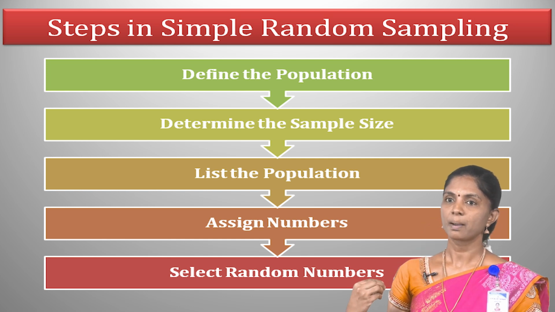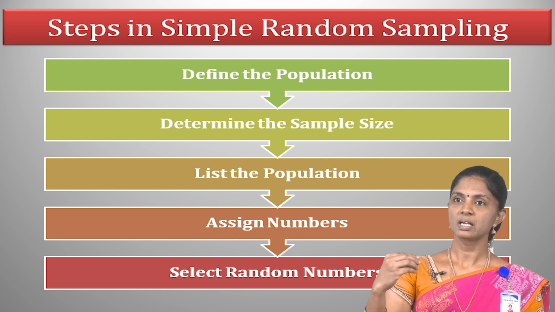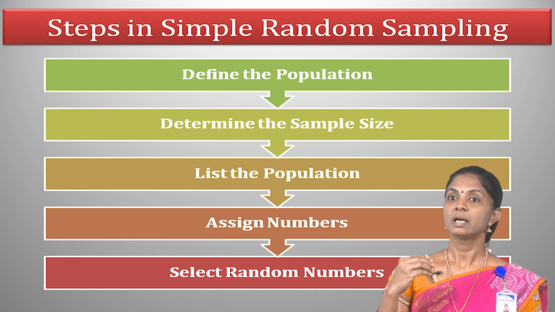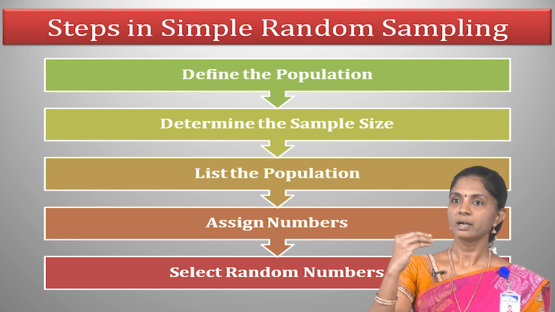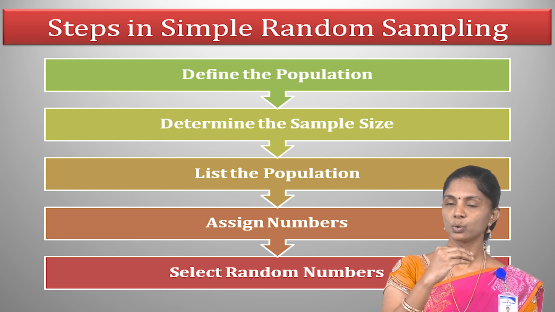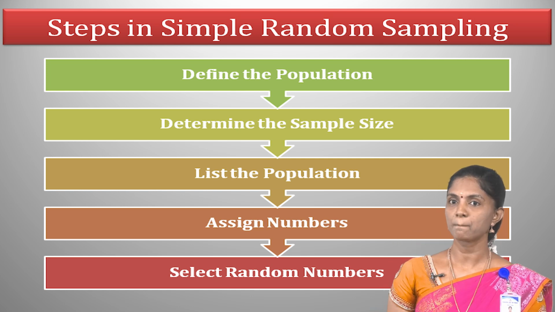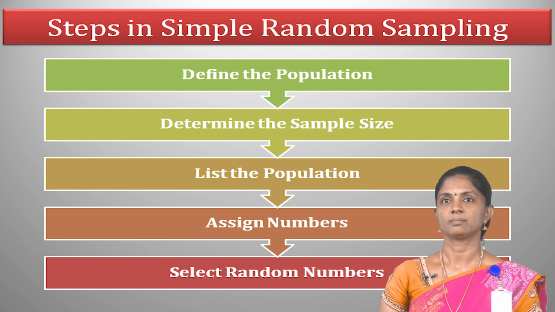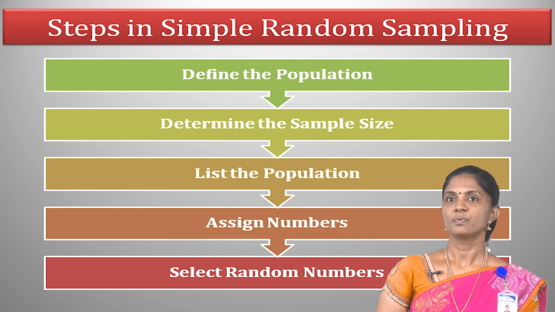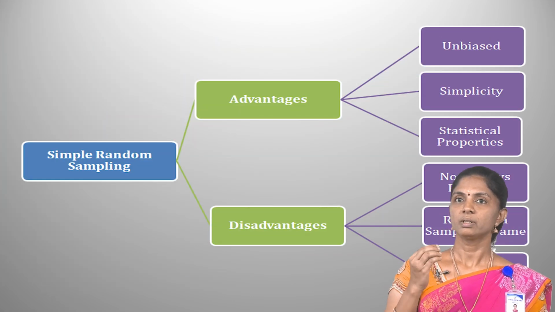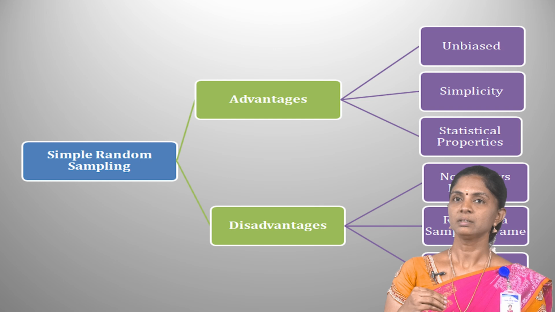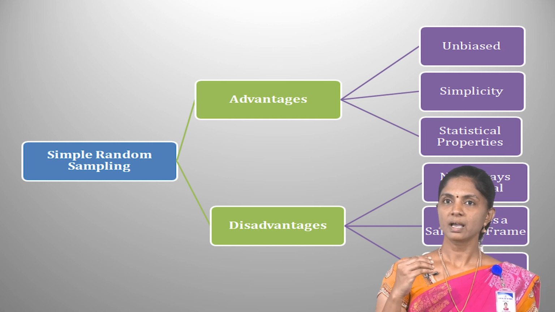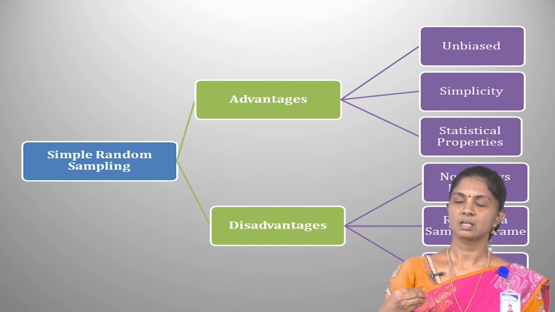Select random number. Use a random number generator, random number table, or draw names out of a hat to select a set of unique numbers corresponding to the members of the population. So in this way, you have to select the sample. So the simple random sampling has advantages as well as some disadvantages.